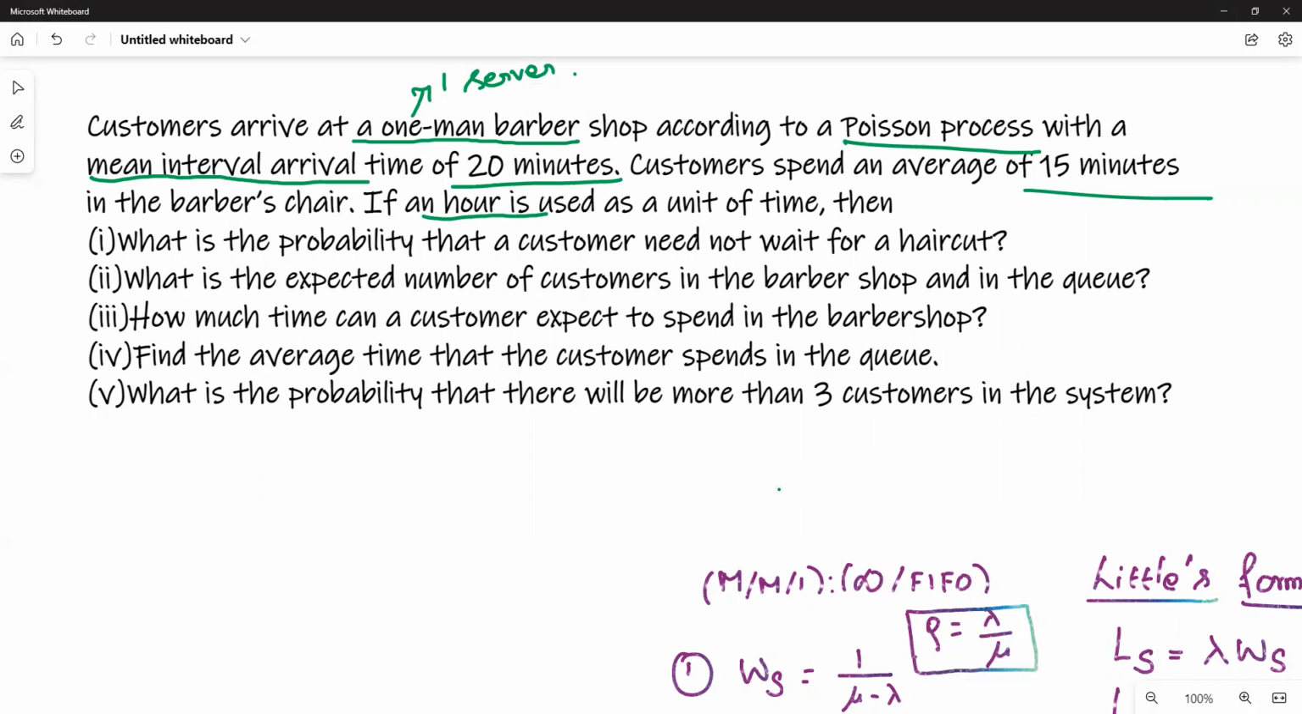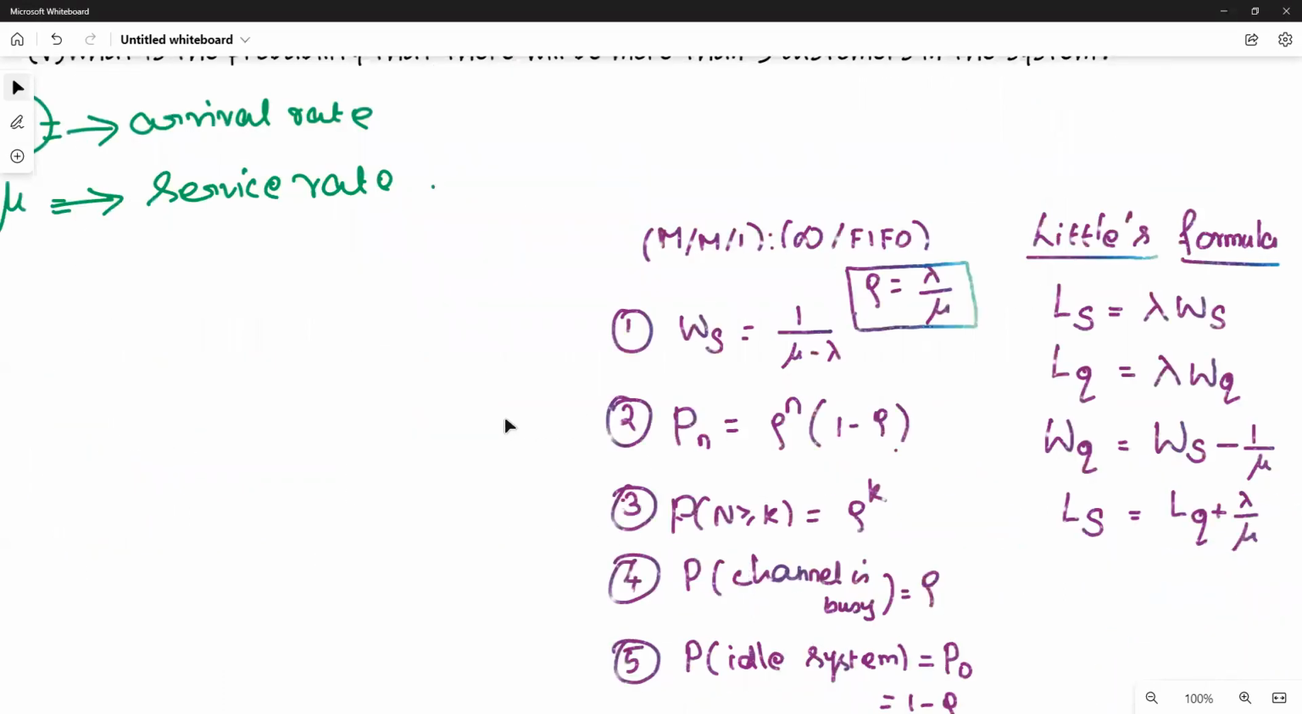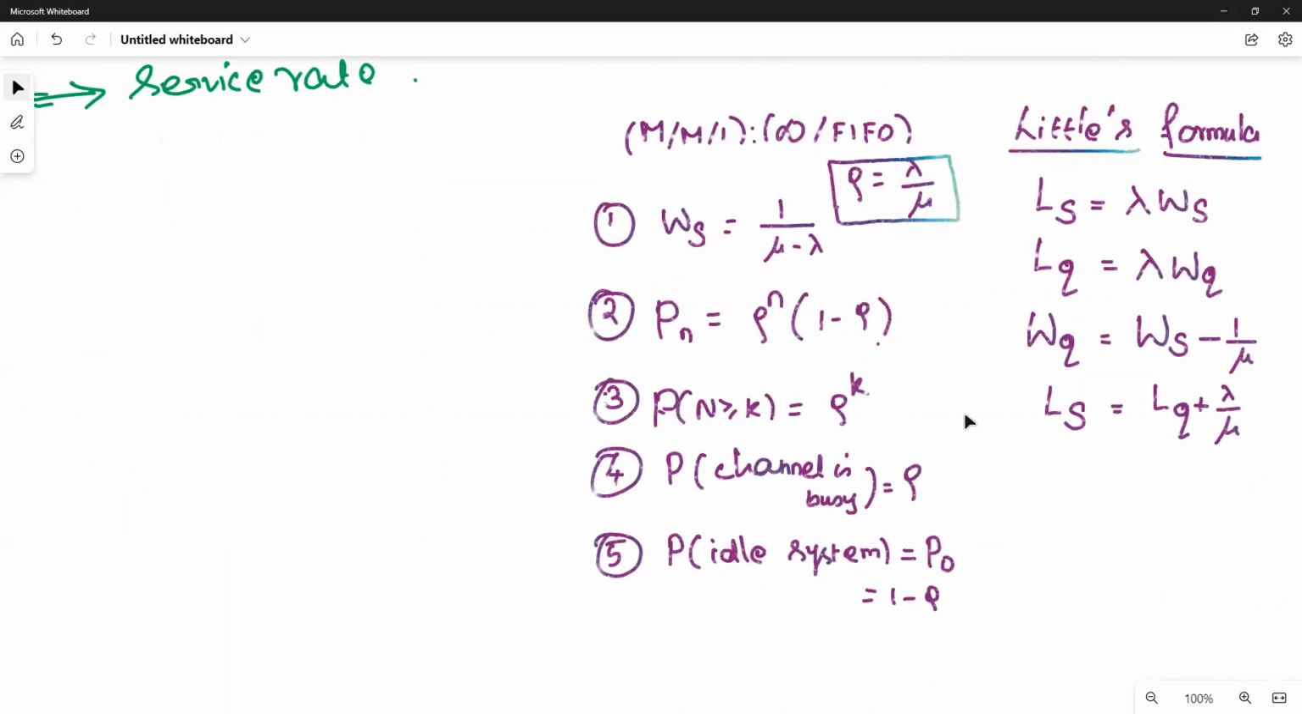Once after identifying the model from the question, we should take the values of lambda and mu. Lambda denotes the arrival rate, and mu denotes the service rate, the rate at which the service is provided. From the question, we should get lambda and mu. One more thing we should know is the formulae for this model, that is, the single server infinite capacity model. These are the formulae we should be thorough with before we do the problem.